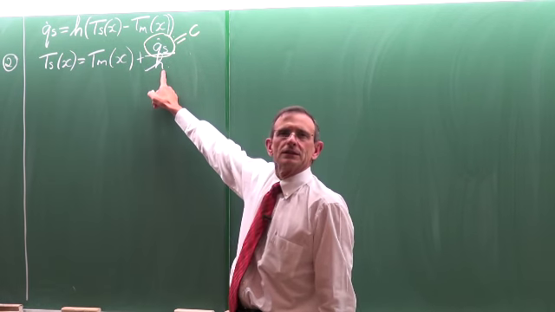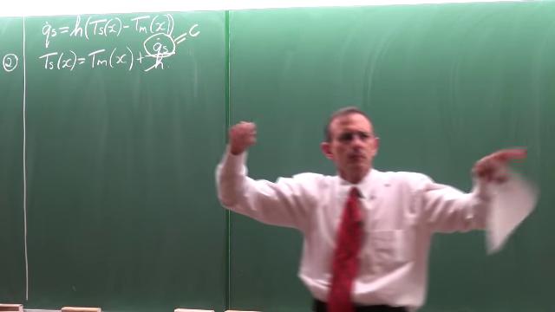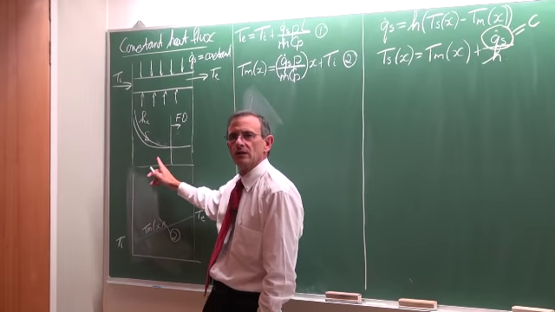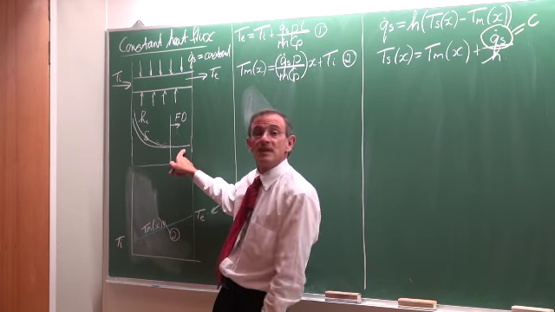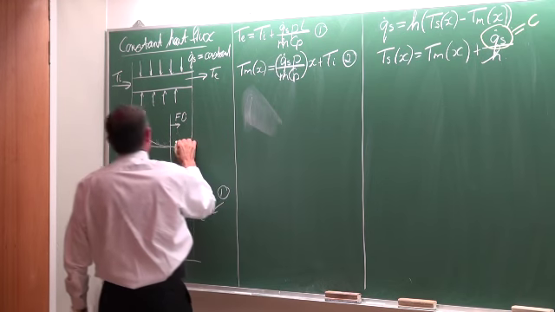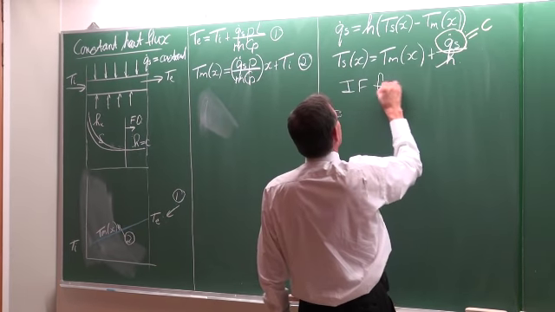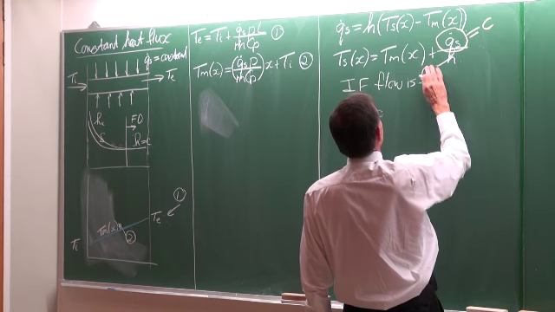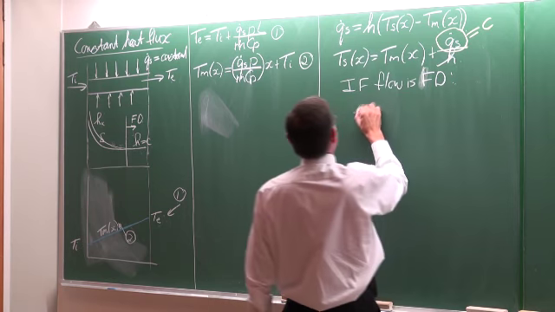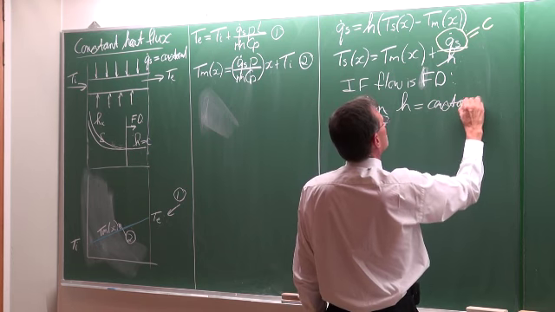The heat transfer coefficient is now the one where we have to think a little bit. If we look at this sketch, we can see that if the flow is fully developed, then the heat transfer coefficient is constant. You agree? Okay. So there it is a constant. So we can say if the flow is fully developed, let's use FD for fully developed, then the heat transfer coefficient is a constant.